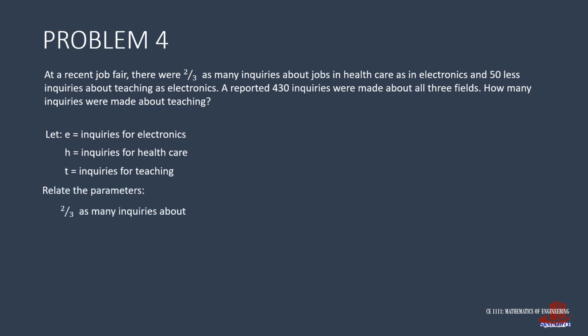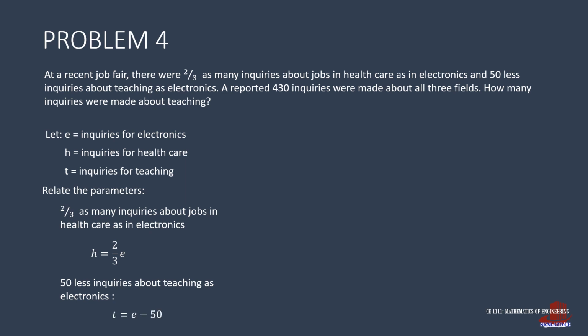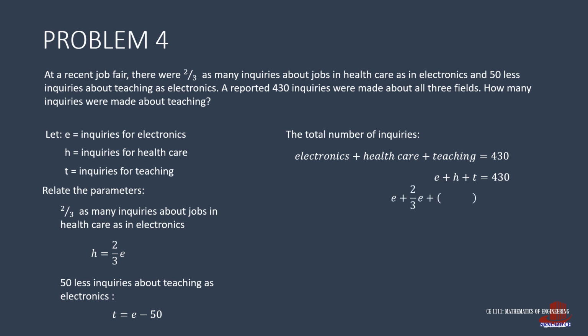First, 2/3 as many inquiries about jobs in healthcare as in electronics can be written as H as equal to 2/3 of E. The second statement is 50 less inquiries about teaching as electronics, taken as T as equal to E minus 50. The working equation for the requirement is the total number of inquiries, which can be solved as electronics plus healthcare plus teaching inquiries summed up to 430. That's E plus H plus T equal to 430.